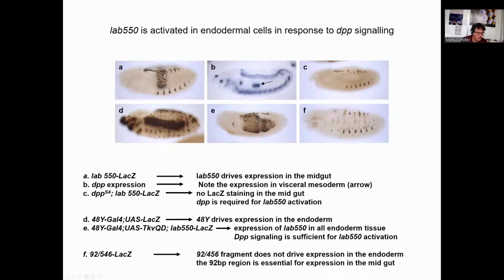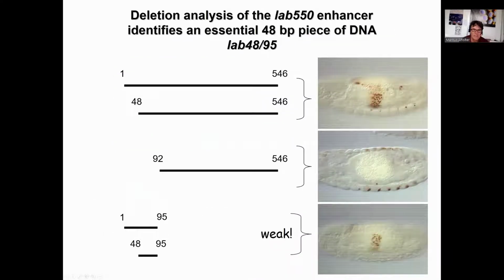Labial 550 is expressed like this. DPP is expressed like this. So this looks very much, of course, this is a later state. The visceral mesoderm spreads. If we delete the first 92 base pairs, we see the spurious expression, but we don't see anymore this DPP dependent expression. These are the experiments with ectopic expression and so on. So what is in these 92 base pairs?